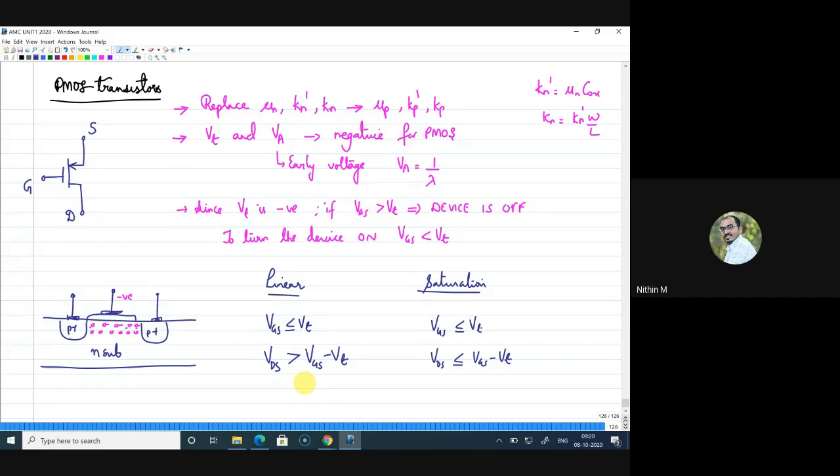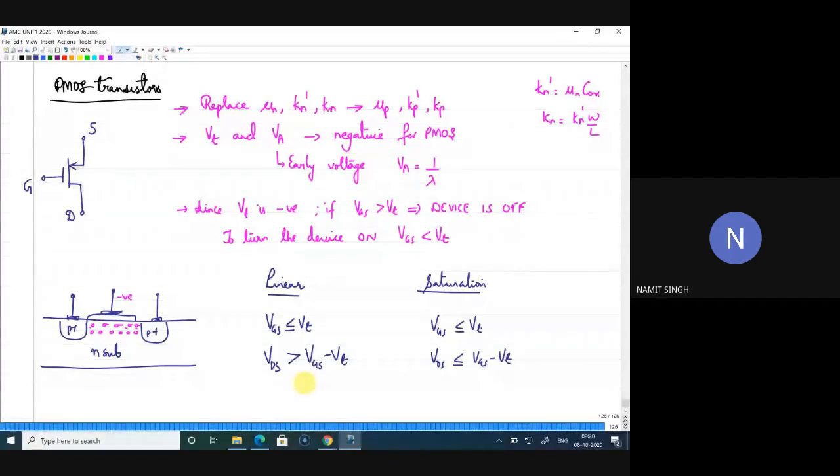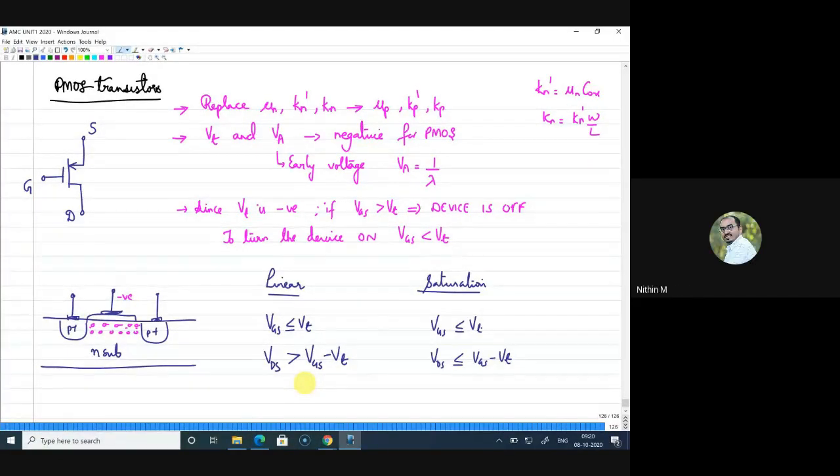Is that all right, Namit? Yeah, sir, I got that. Either way we write it is fine, sir. Yeah, either way is fine. It is up to your comfort level. If you want to follow the same convention with the equality difference, you can go with this. Otherwise, you can write it the other way also.